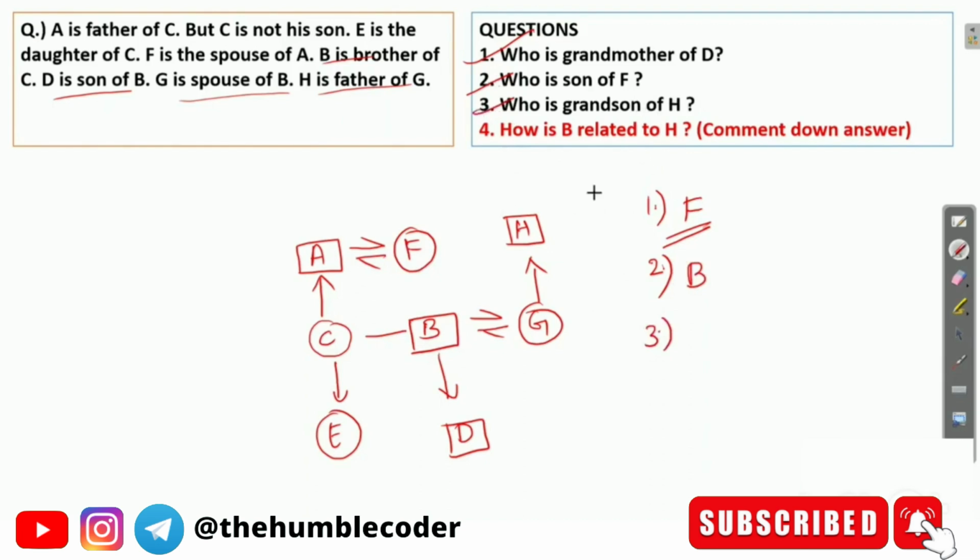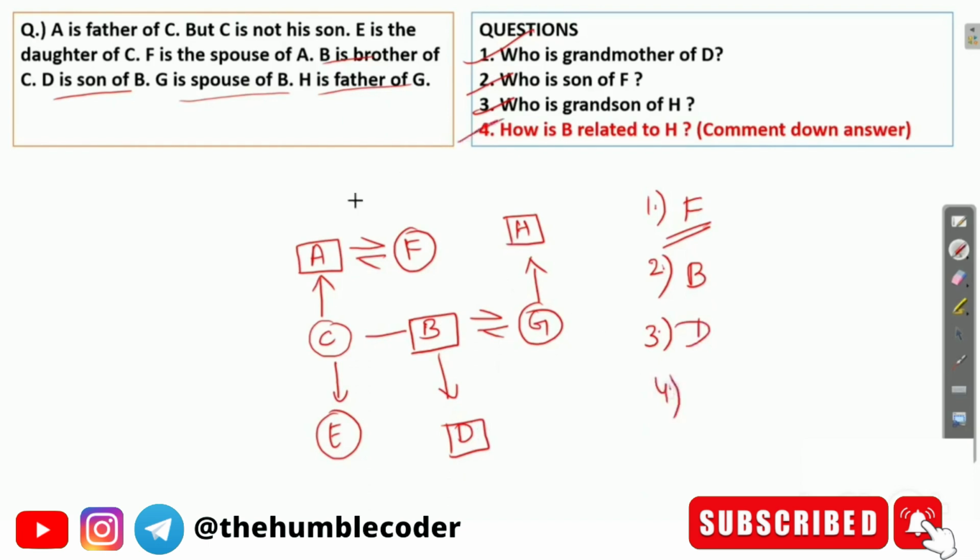Moving on to the next question. Who is the grandson of H? So here we have H, and H has a daughter G, and that daughter has a son, which is D. So the grandson of H will be D. The correct answer is D.